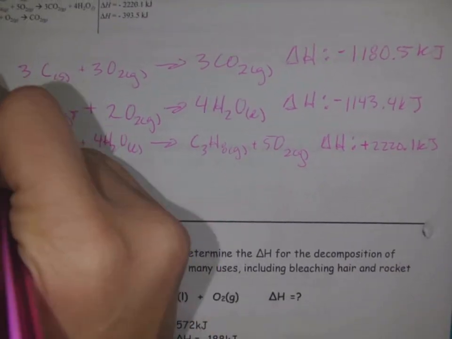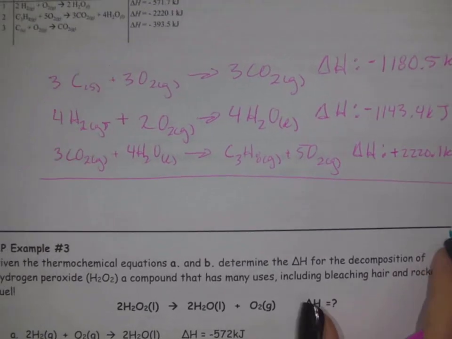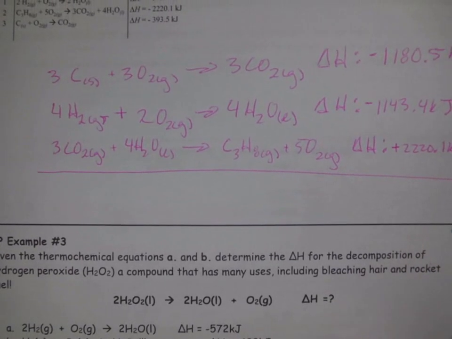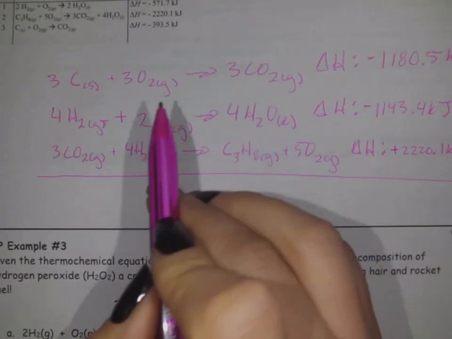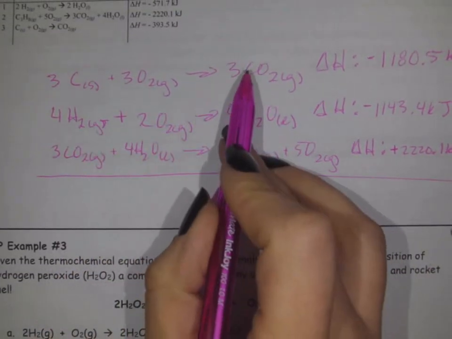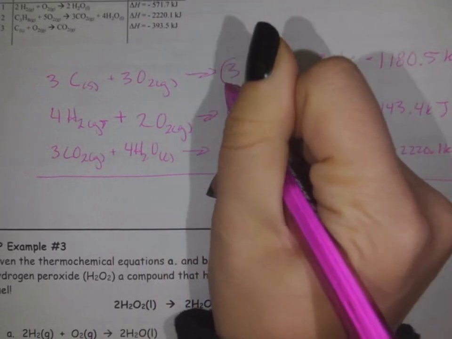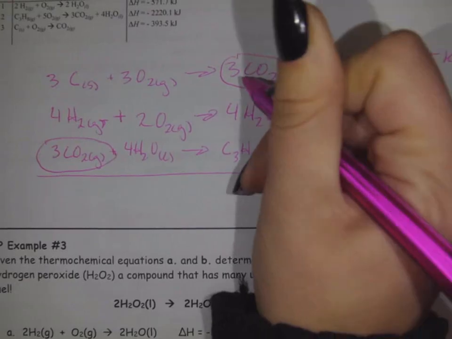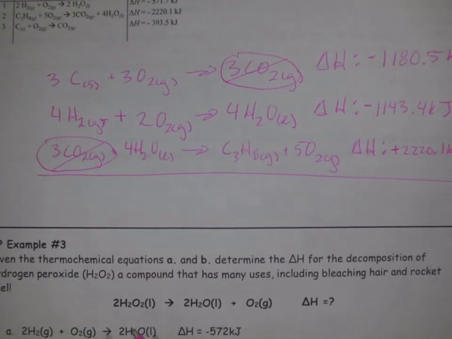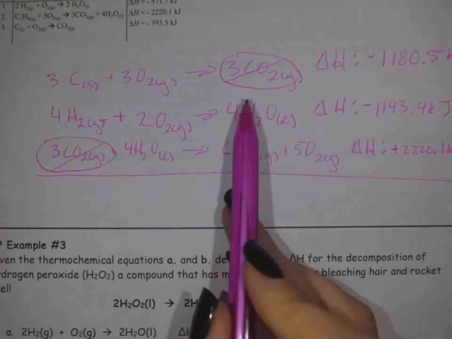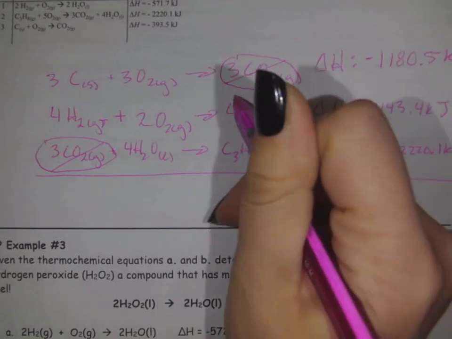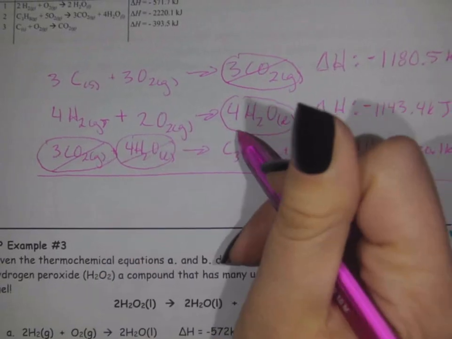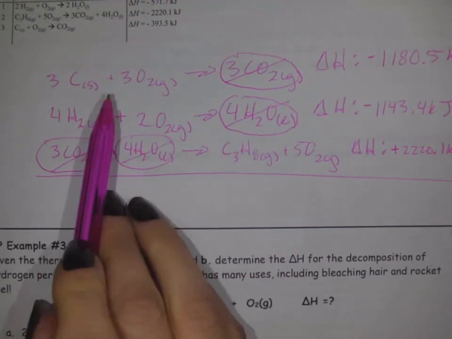Okay, now I'm going to check. I'm going to add all of these reactions together and see if it does give me the final one that I'm wanting. So if something shows up on both the reactant and the product side, it cancels. So here's the first thing that I'm noticing. 3 carbon dioxides right there on the product side, right here on the reactant side, so that will cancel. Okay. I have 4 water molecules on the product side, and I have 4 on the reactant side, so those will cancel.